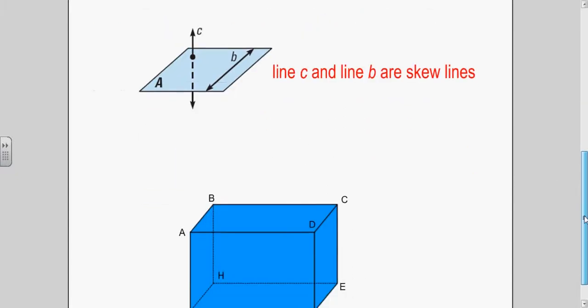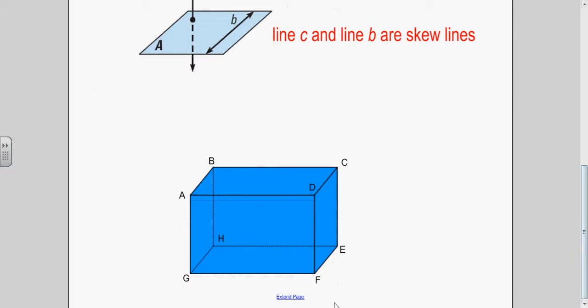Another way I like to think of it is using a box. So if I had a box and I was looking at line AD, this line right here, then if I wanted to pick a line that was skewed to that line, I would pick a line that's not parallel and also a line that would never intersect it, like FE. So that's what we mean by skew.